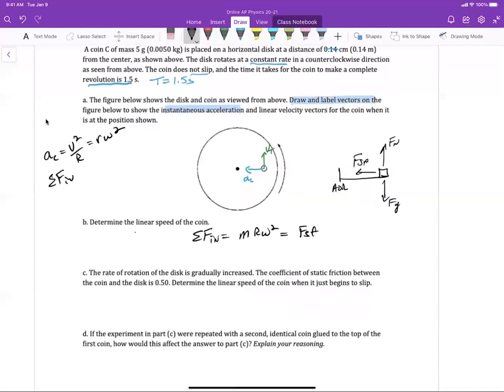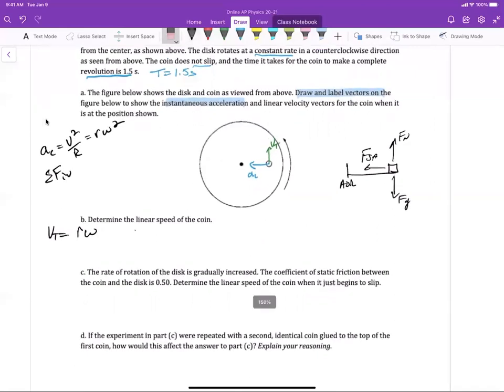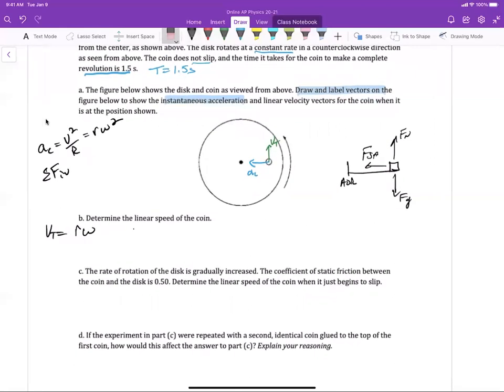Okay, they want the linear speed of the coin. Actually, I didn't even need to sum the forces yet to do that. I could have just noticed that I have a relationship between linear speed and omega. I don't need this yet, but I know I'm going to need it eventually. T is known, and that is 1.5 seconds. I know omega is equal to 2 pi over T.